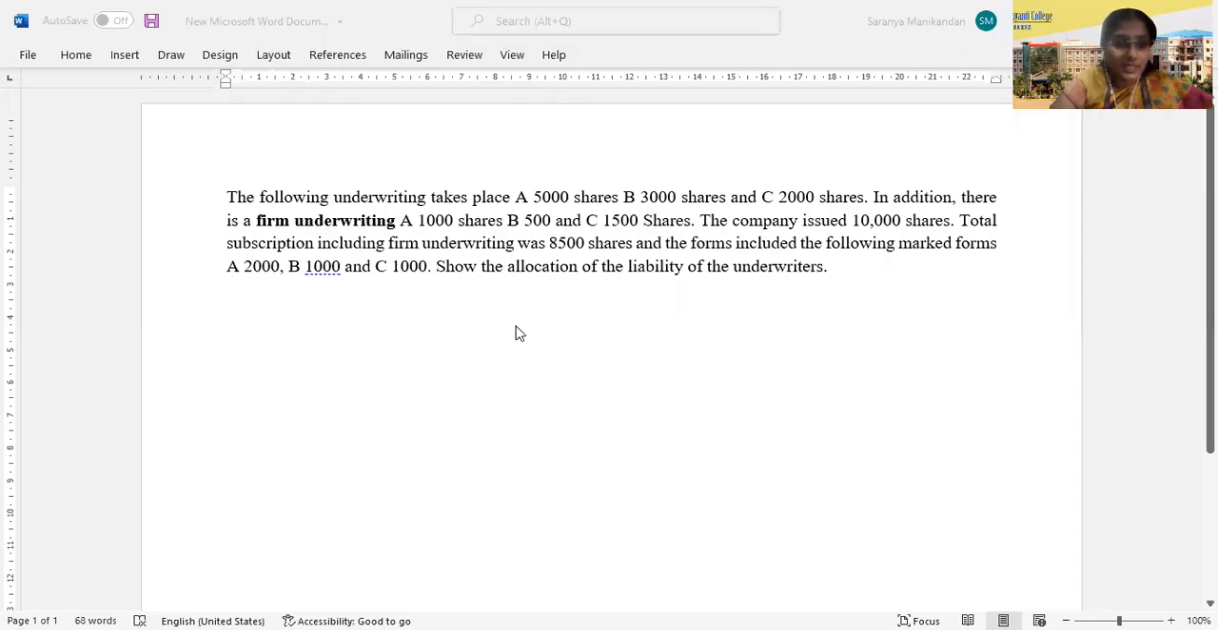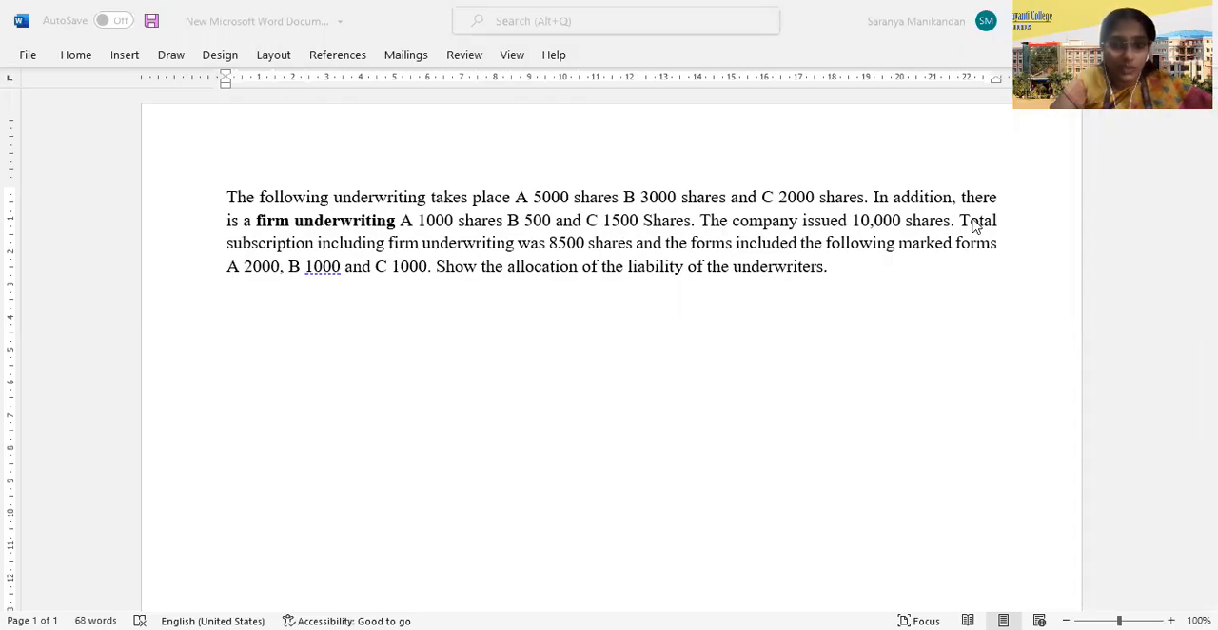Dear students, today we will discuss how firm underwriting is to be treated as marked obligation. What is the treatment when firm underwriting is treated as marked obligation? So this we will discuss with one sum. Now I think you can see the sum.